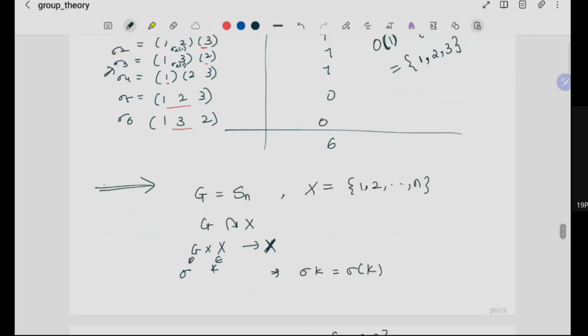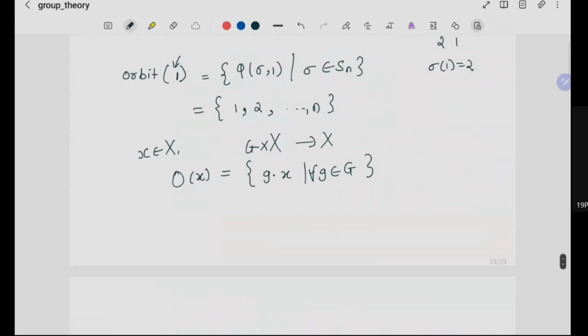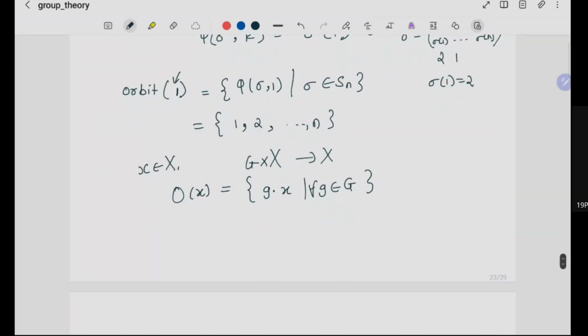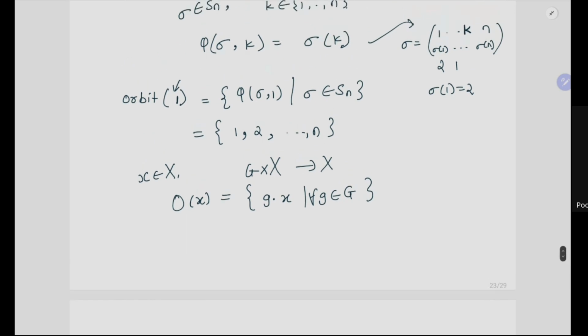Is it clear how the orbit works? I have to check all the possible values x is taking under the group's action. So G runs and x is fixed. Is it clear now what the orbit is? Can you find the orbit of 2?